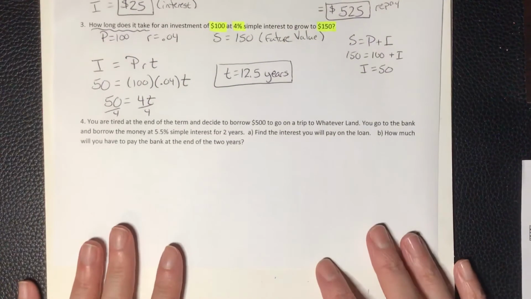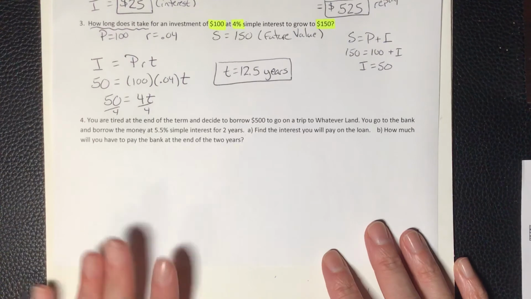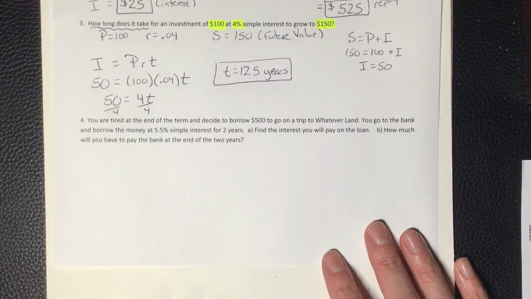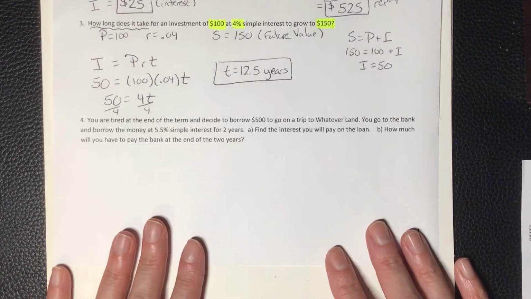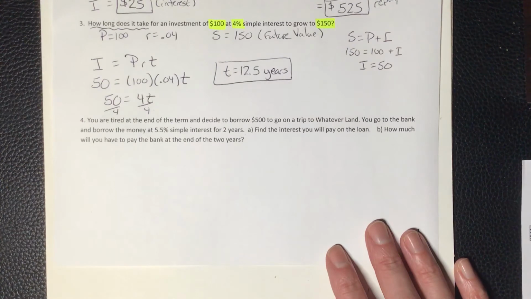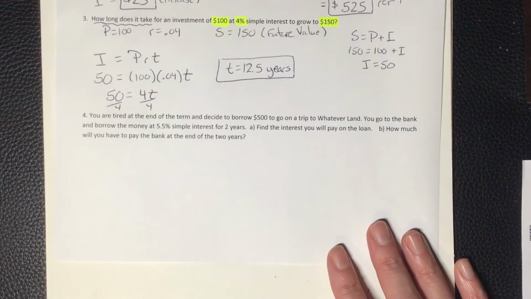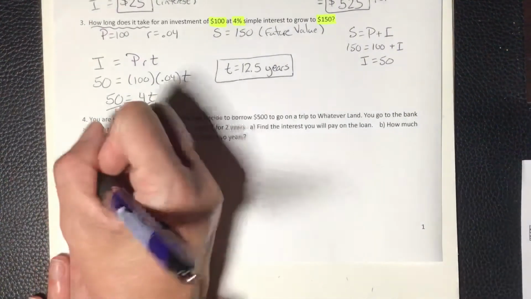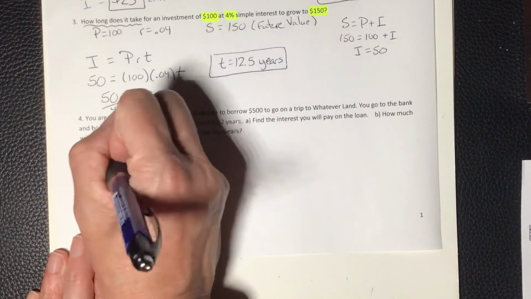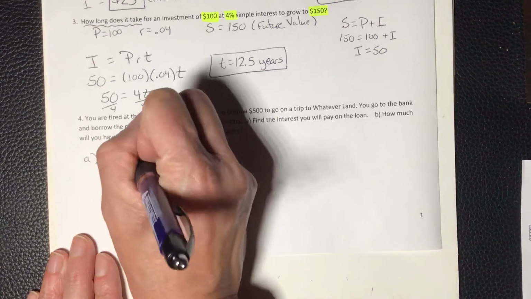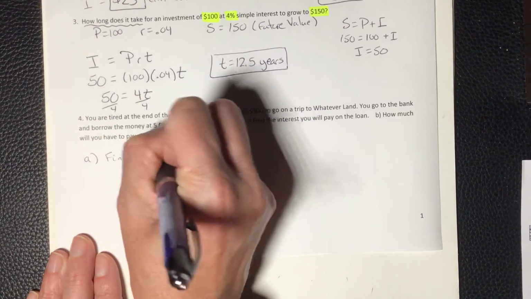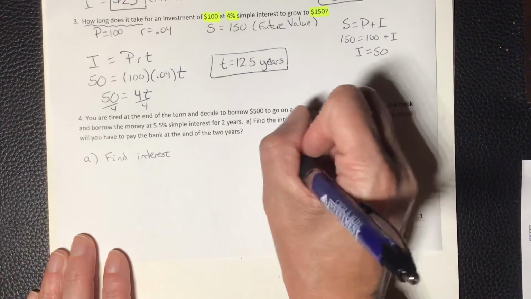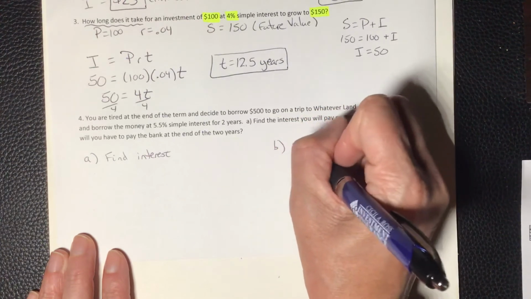All right. You're tired at the end of the term and you decide to borrow $500 to go on a trip to whatever land. You go to the bank and borrow the money at 5.5% simple interest for 2 years. We want to find the interest that you'll pay on the loan and how much will you have to pay back at the end of the 2 years. So for part A, we're trying to find the interest. And for part B, how much will we have to pay back? Here we're trying to find future value.